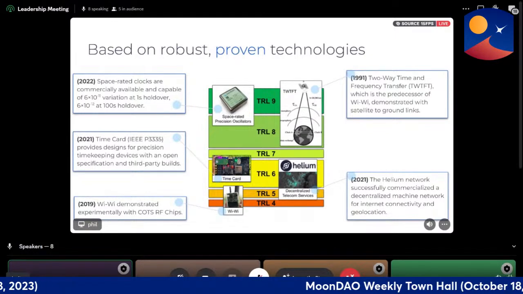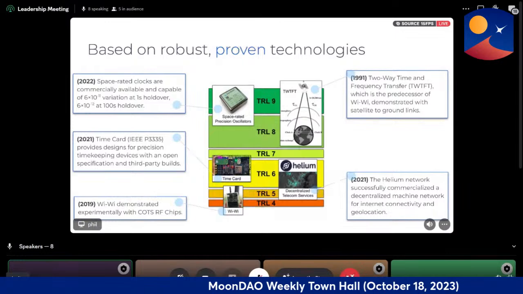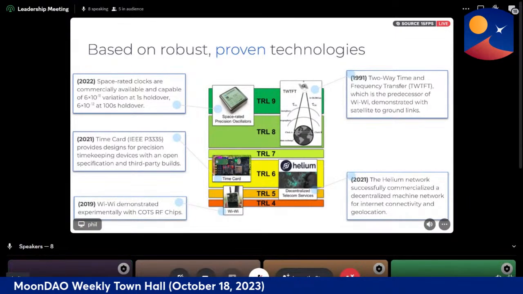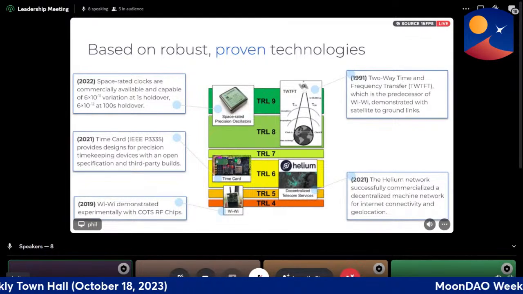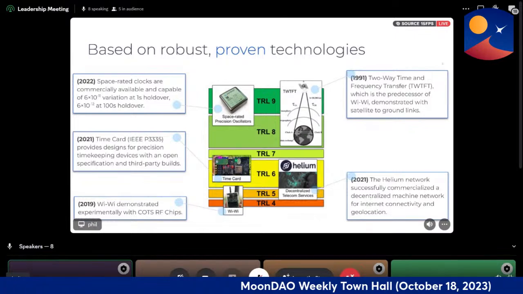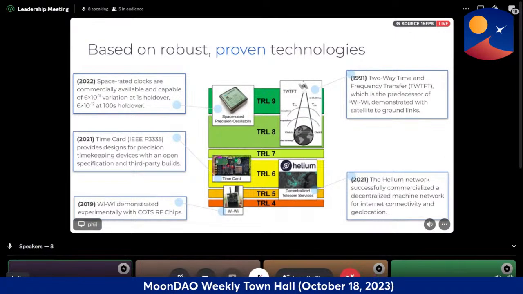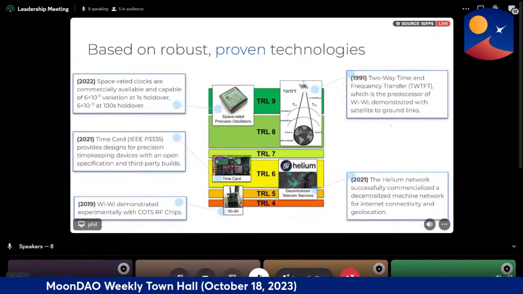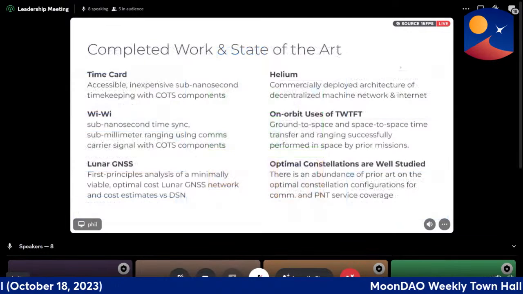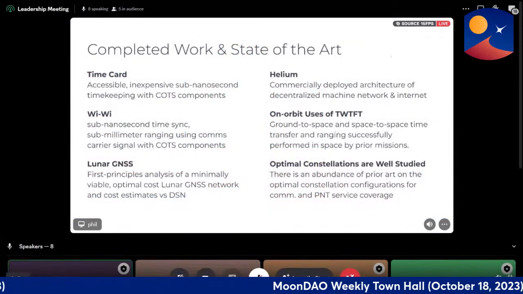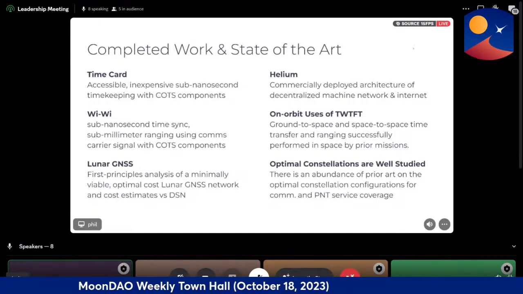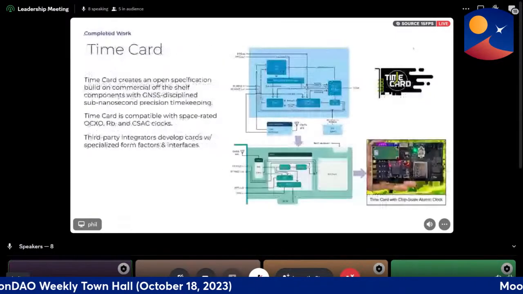And as far as a decentralized framework to exchange services for networking between peers, in 2021, Helium launched and successfully commercialized a decentralized machine network for internet connectivity on Earth. So let's take it to the moon. This is just a slide to say what I just said because we didn't get to present this, we just had to send it. I'm going to gloss over these.